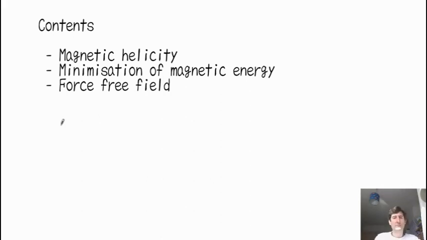And so you say that the overall structure of the field can't change, the topology of the field can't change, but the small scale energy can be dissipated. And so we're minimizing the magnetic energy.